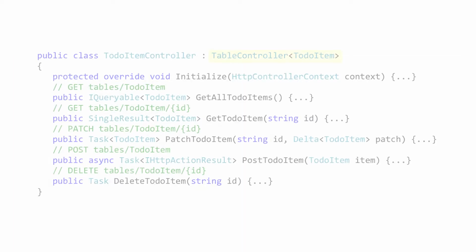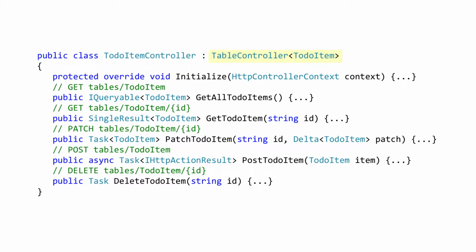The second thing that we need is the table controller. This is a custom class that derives from TableController of type T. And T is going to be the data transfer object or the entity definition. TableController is a built-in class that provides methods to perform operations against the associated DTO table. And it acts as a web API controller mapped to a route.